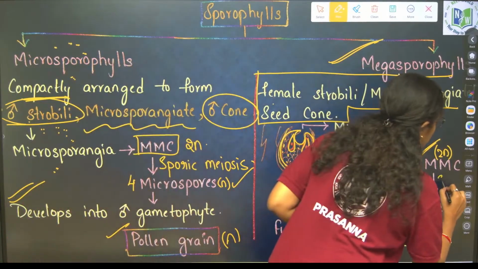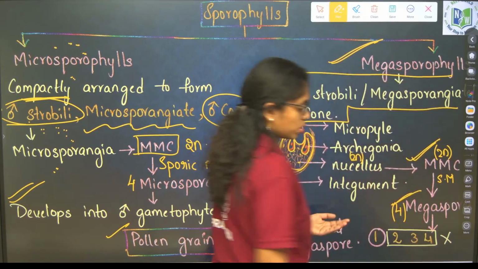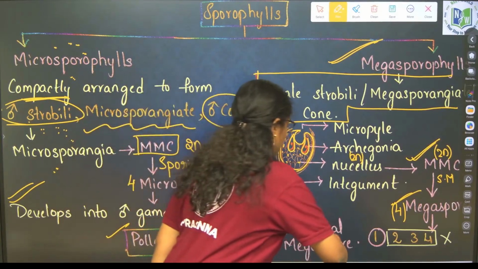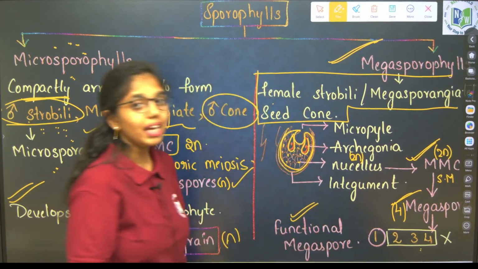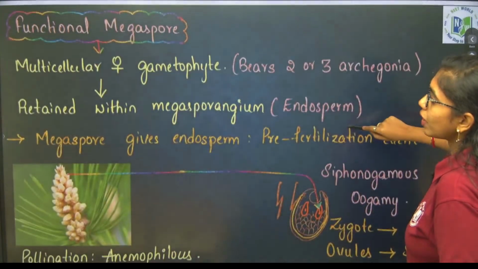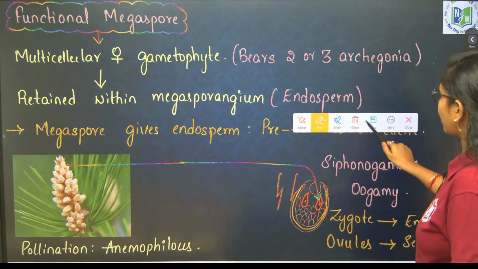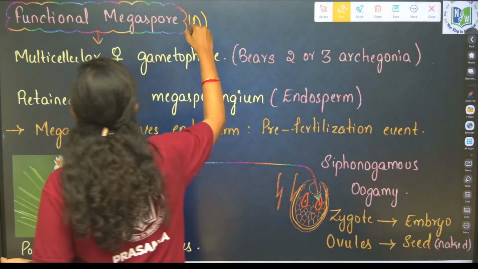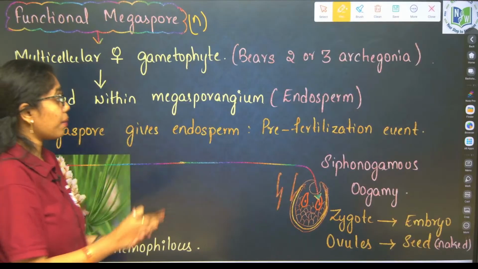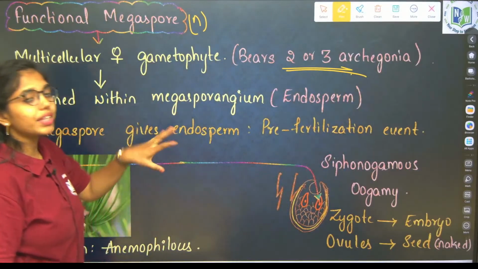and this will undergo sporic meiosis, forming 4 haploid megaspores. Okay, 4 haploid megaspores will be formed, of which 1 megaspore is functional and the rest 3 will degenerate. Functional megaspore is what? Haploid, right? So this functional megaspore will develop into multicellular female gametophyte, which will bear again 2 to 3 archegonia, which is retained within the megasporangium.